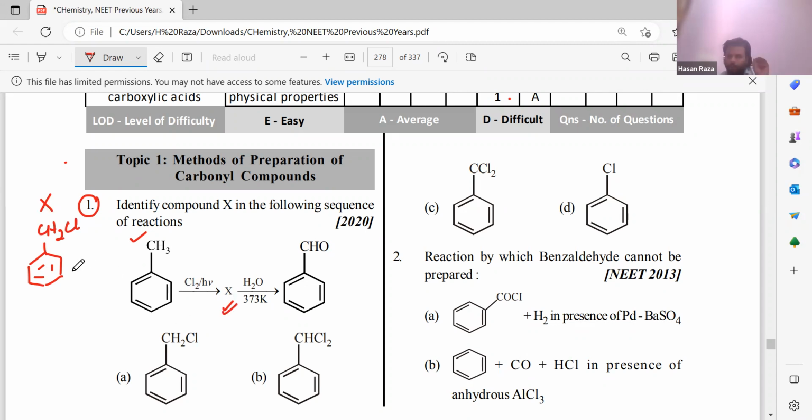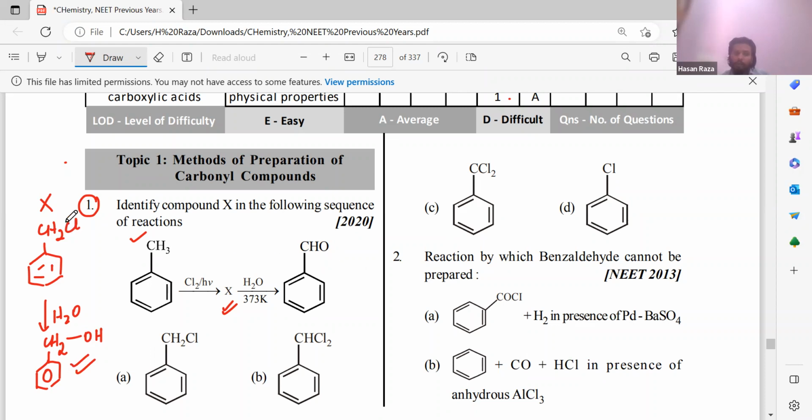So basically, if you take this and do the hydrolysis, you will get this product. This Cl will be replaced by OH, and you can see this is your alcohol, not aldehyde. We are going to make aldehyde.